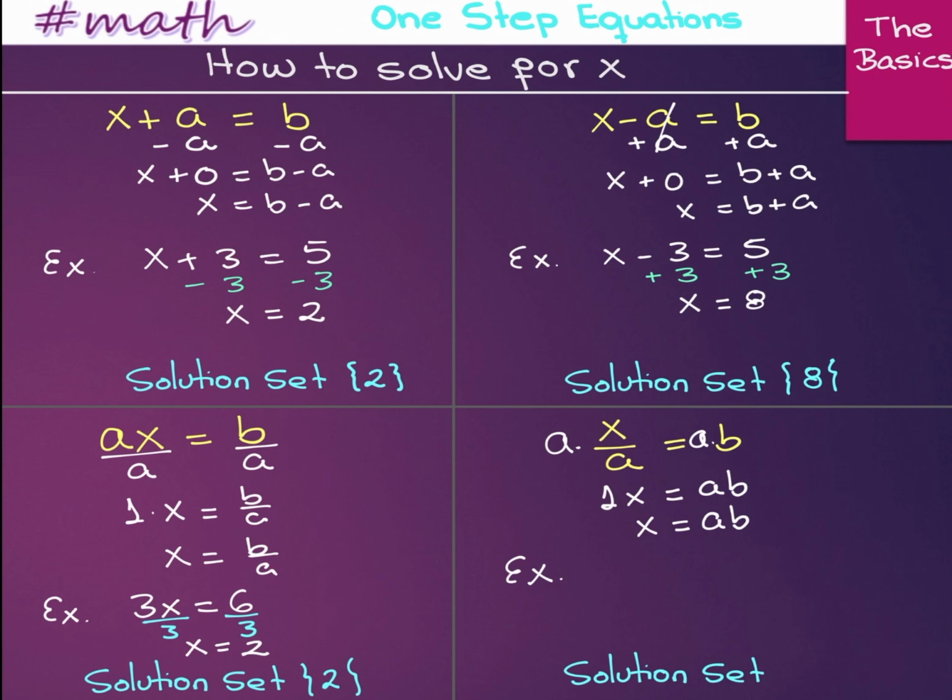Example, suppose we have x over 3 equals 5. We want to multiply both sides by 3 to eliminate that denominator there. 3 divided by 3 is 1 times x is x, and 3 times 5 is 15. And the solution set is the set containing the number 15.